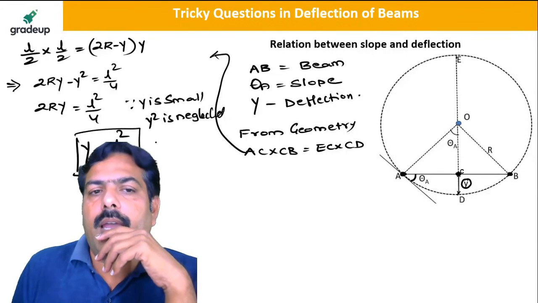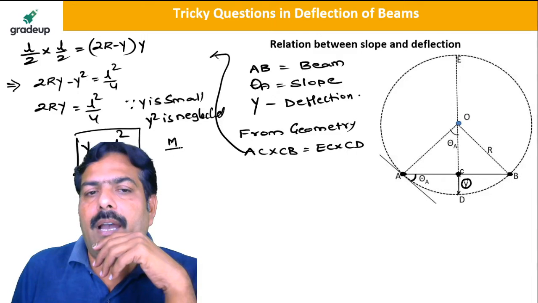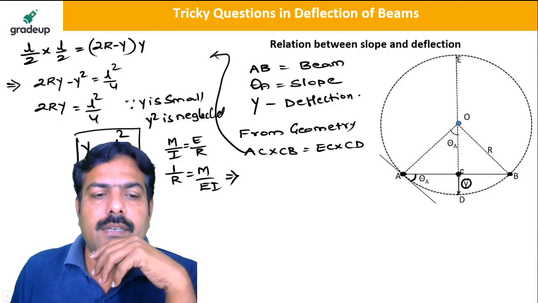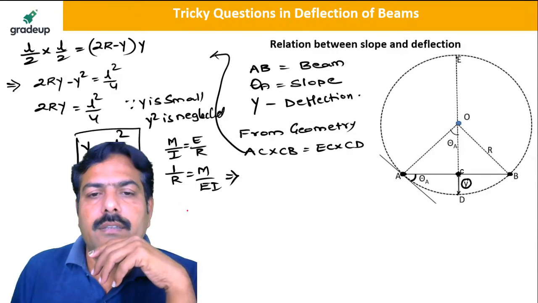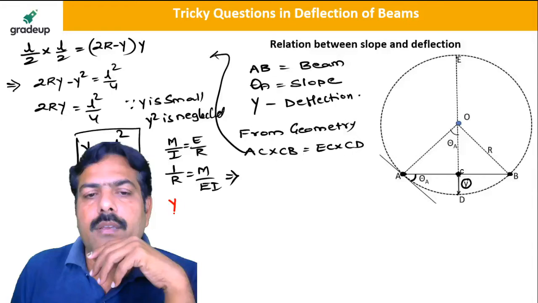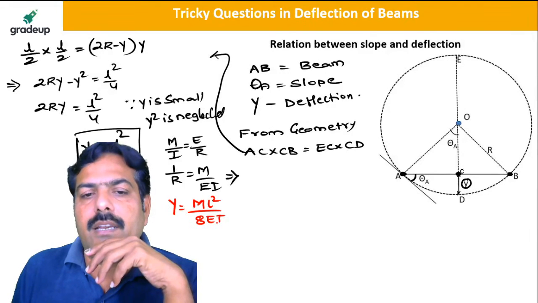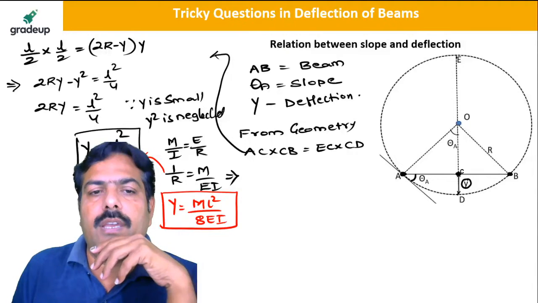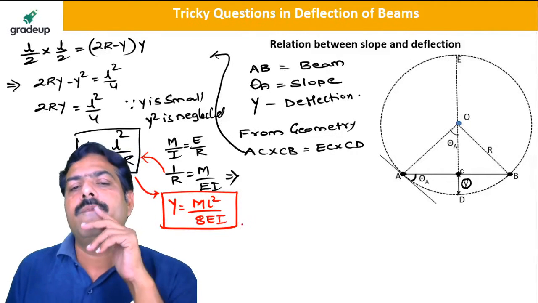I also know that M by I is equal to E by R. So from this, 1 by R is equal to M upon EI. So I can write the deflection Y is equal to ML square divided by 8EI. Is it clear now? This is the deflection. I am substituting this value here, and I am getting this. Is it okay now?